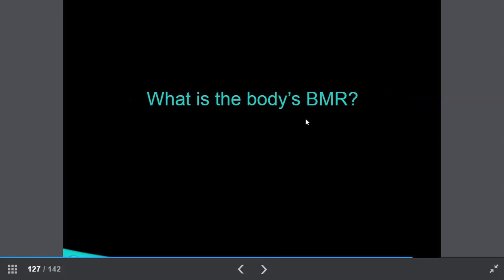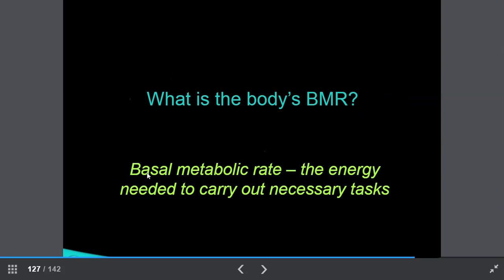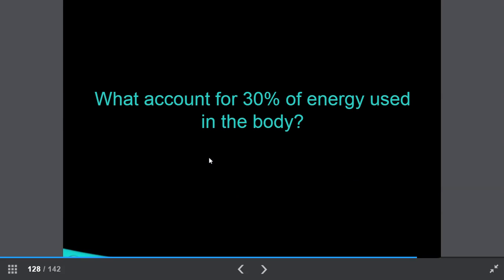What is the body's BMR? This stands for its basal metabolic rate, the energy needed to carry out necessary tasks for your body to maintain itself and stay alive. What accounts for 30% of energy used in the body? This would be your daily physical activities. Your BMR takes up about 60% of the energy, and 30% is used by your daily physical activities. Of course, this can be higher if you are an athlete.